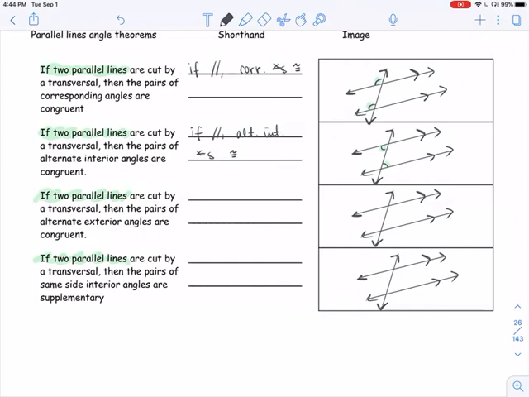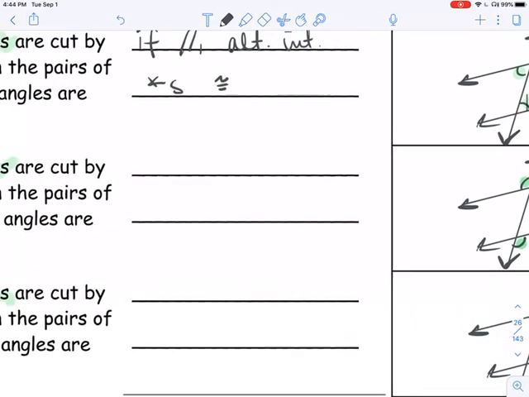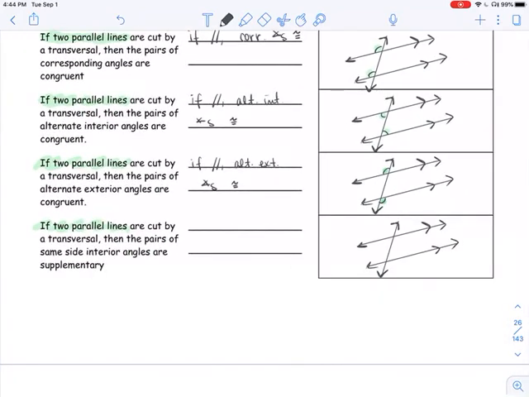If two parallel lines are cut by a transversal, then the pairs of alternate exterior angles are congruent. So if I pick this one here and this one here, if my lines are parallel, I can say that those two angles are congruent. Notice that if-then conditional. If parallel, alternate exterior angles are congruent. And the last one changes it up just a little bit.